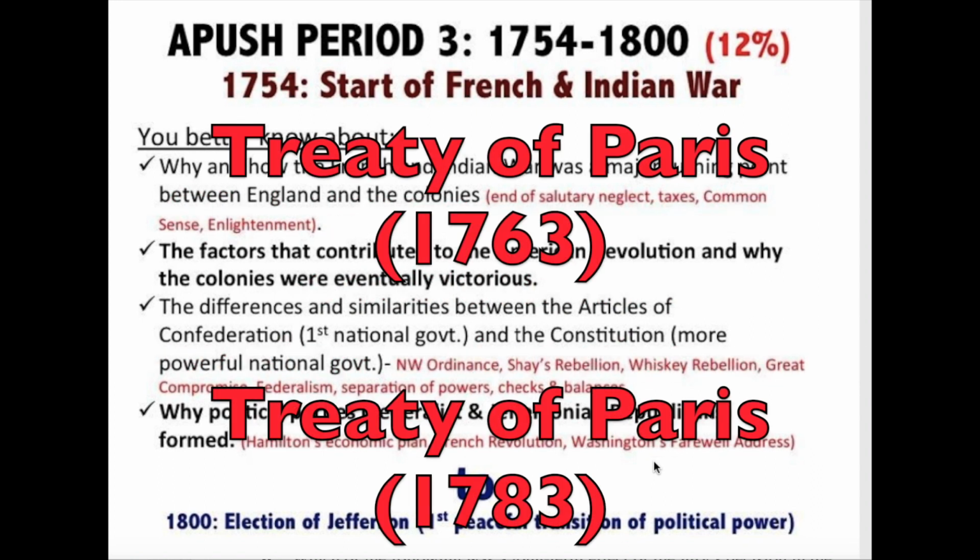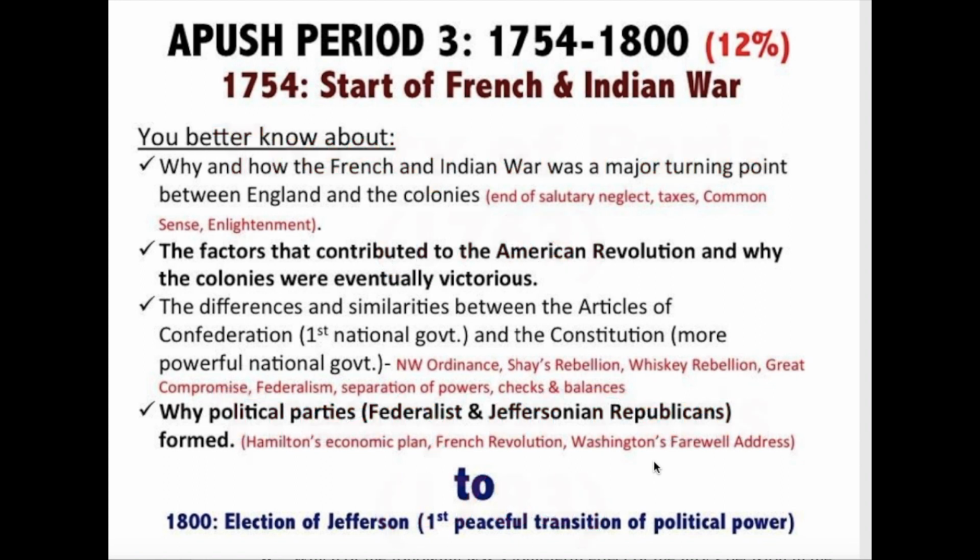During Period 3, there were many treaties. There was the Treaty of Paris of 1763, which ended the French and Indian War and again basically took France out of North America. You have the Treaty of Paris of 1783, which ended the Revolutionary War, and Britain had to accept the United States as an independent country. And the United States boundary went from the Atlantic coast to the Mississippi River, but Britain still kept British Canada.